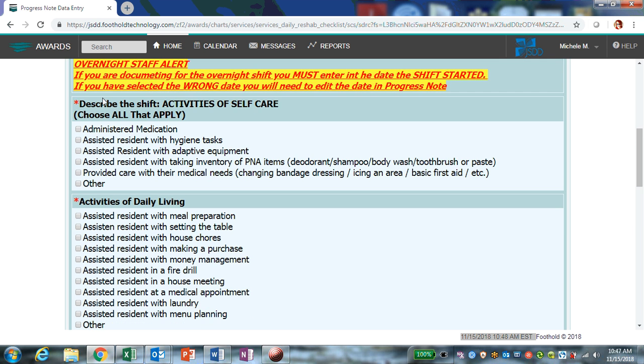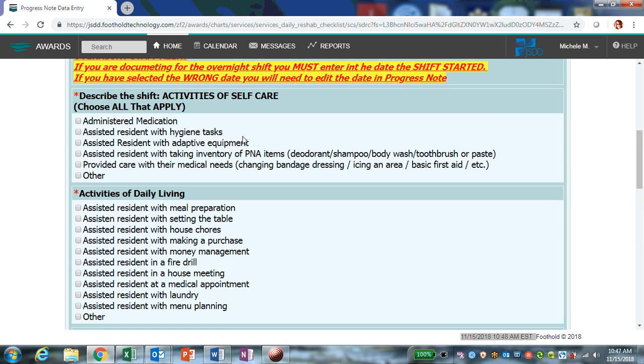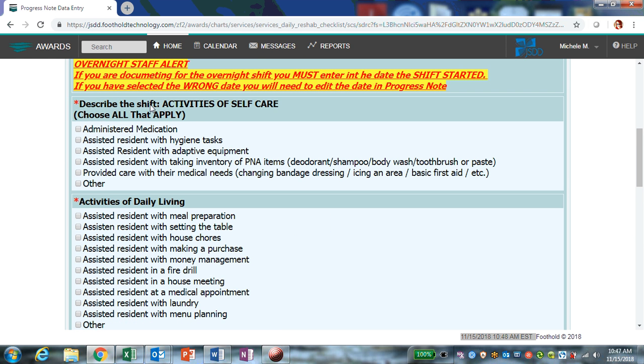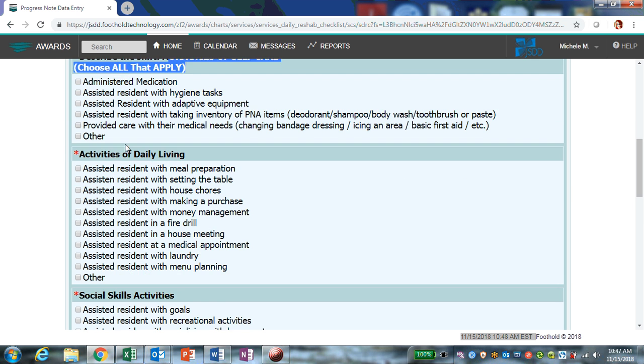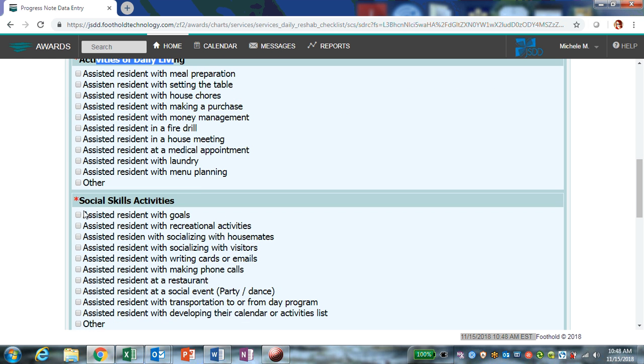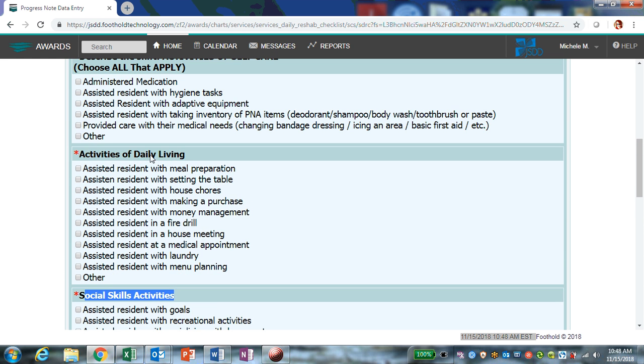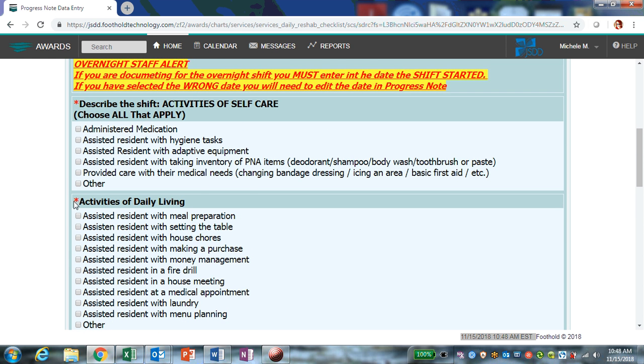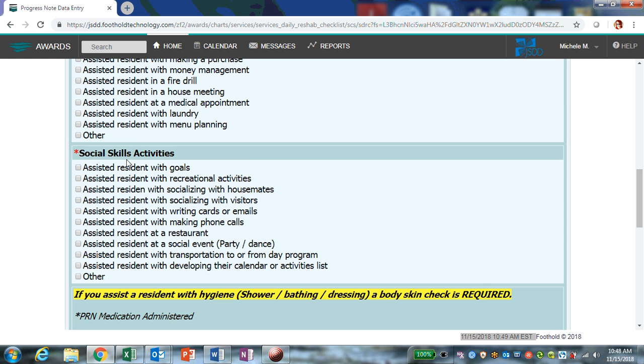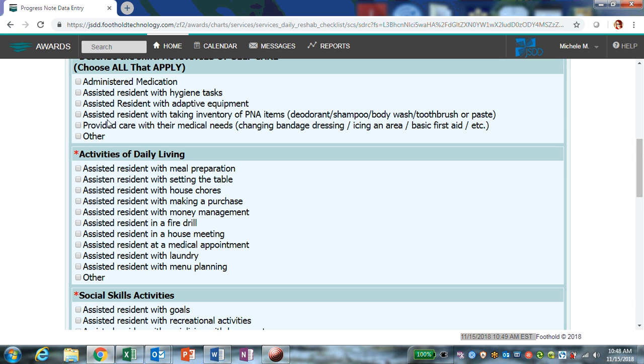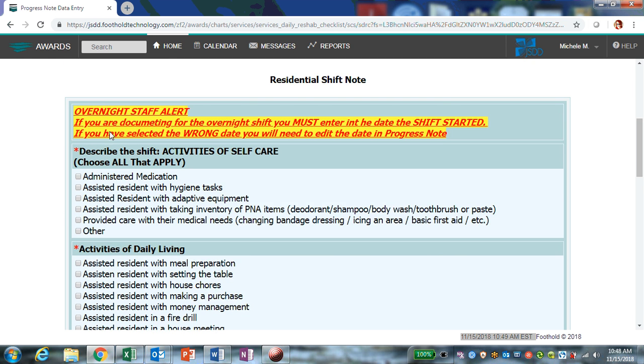Okay. So now this has been broken down into 3 categories. Describing the shift, activities of self-care, activities of daily living, and social skills activities, okay? So, all are required to have answers. If you don't select, you've got to write an asterisk. If you don't select anything or document anything, you're going to get an error message.